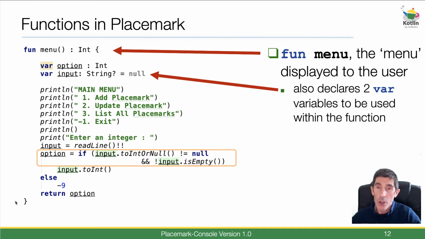Okay, so we're basically saying if that input, and we convert it, say dot to int or null, if that's not a null value and it's not empty, then we convert it. Otherwise, this is purely just my own way of keeping track of things, we're going to give it a -9 value, just to give it some number that we can then return and check back from wherever that menu function was called. Okay, so that's the basic logic there inside our menu function.